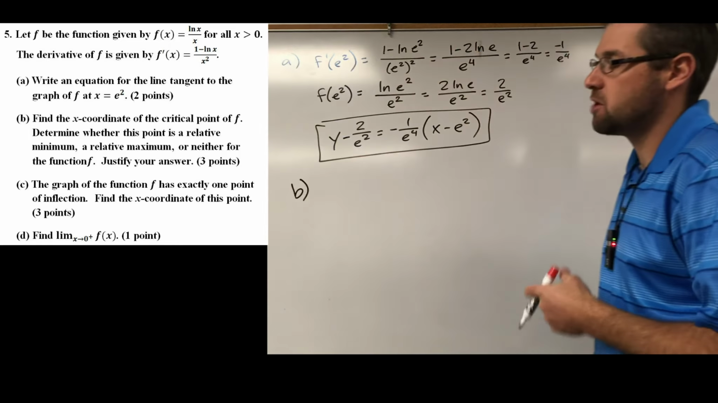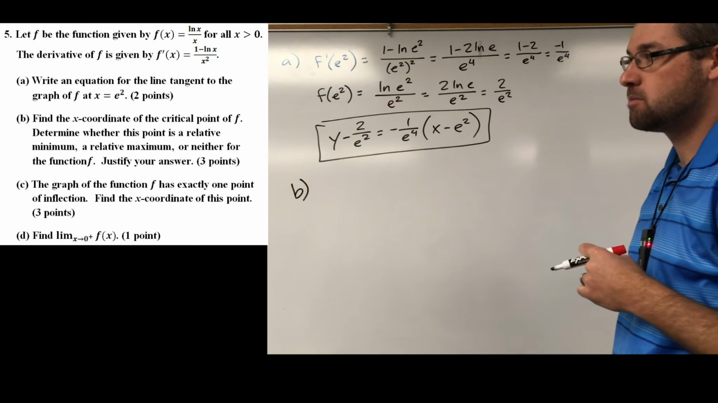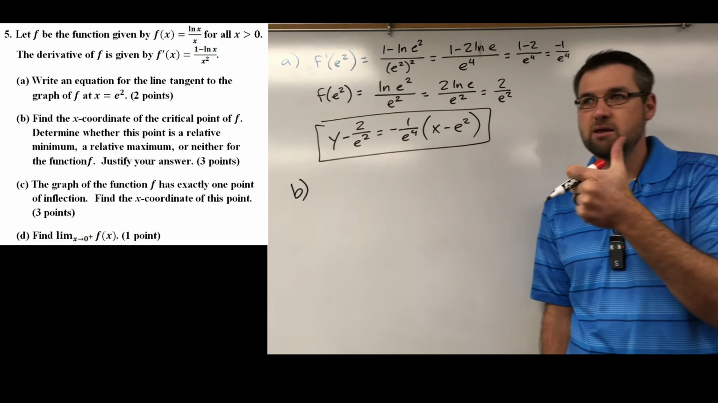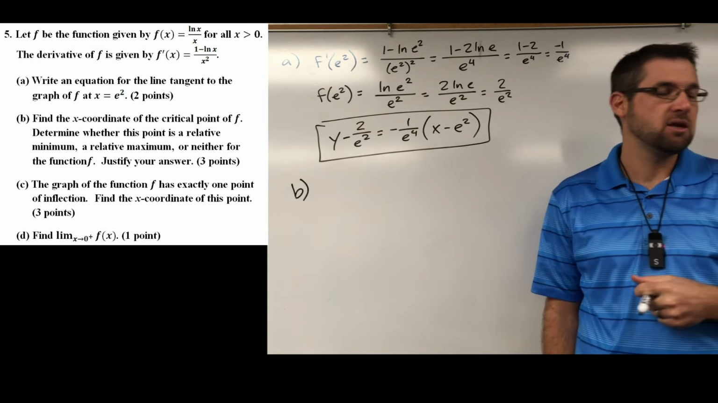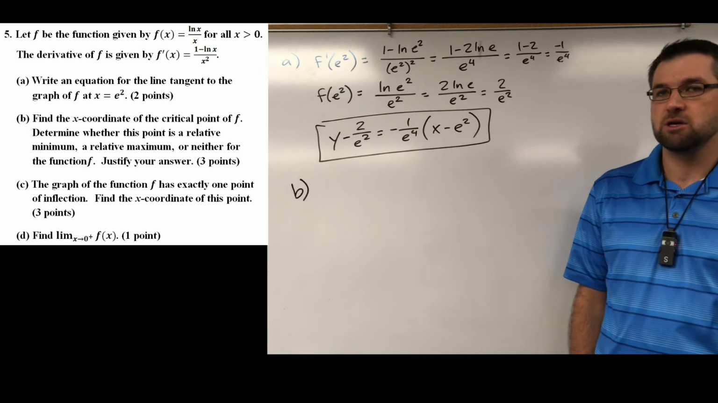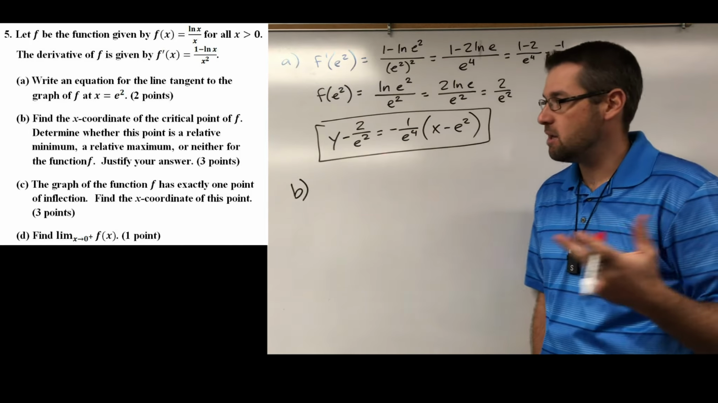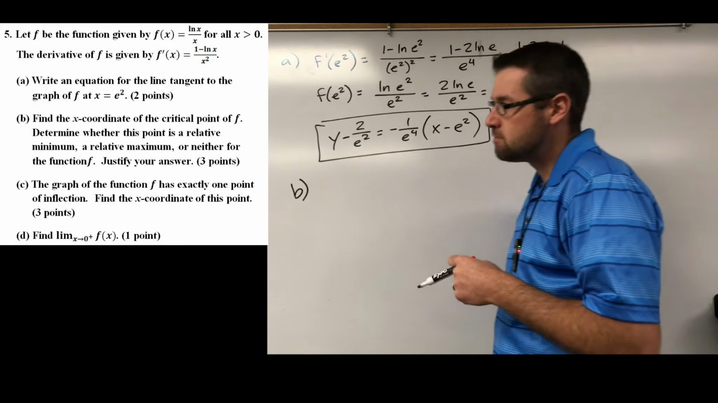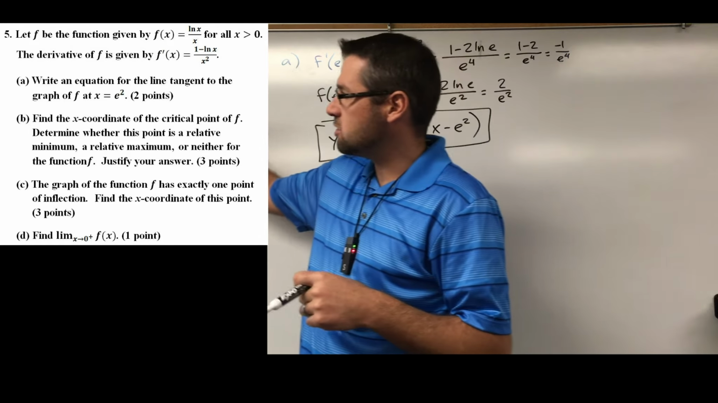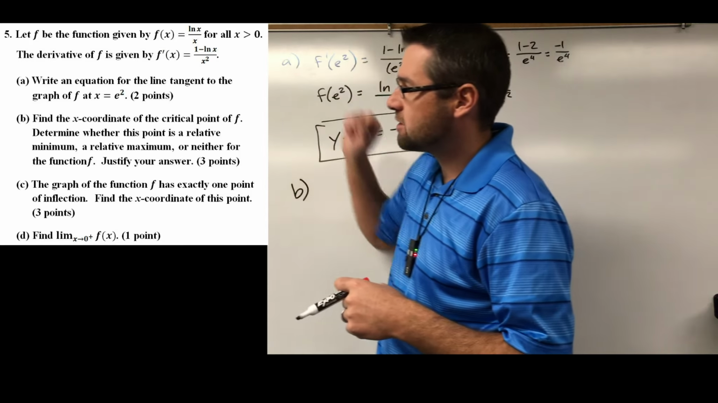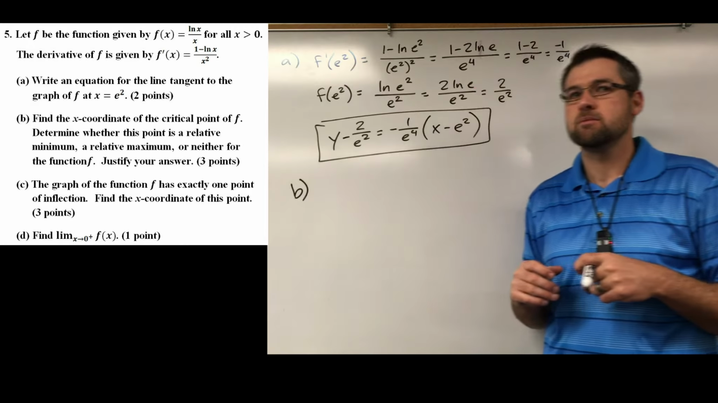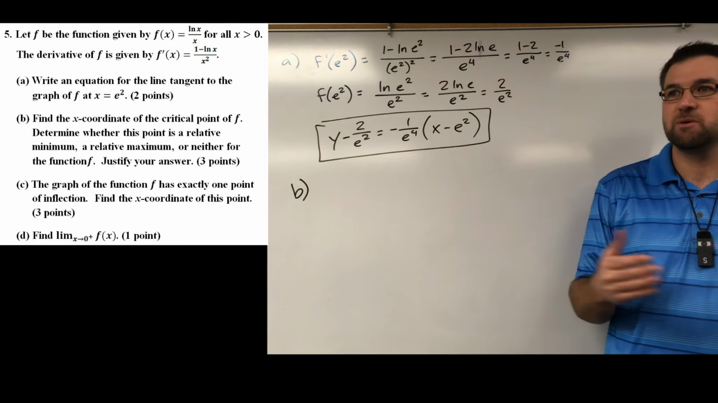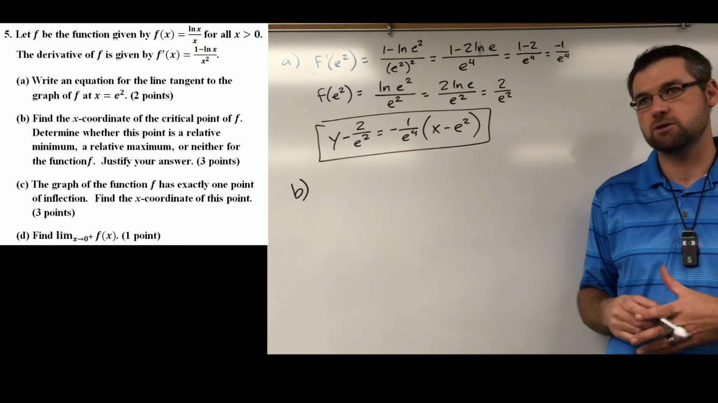B, we want critical points. So how do I find critical points? What are the three types? When f prime does not exist, when f prime equals 0, and at endpoints. Okay? Are there endpoints? No. How do you know? Well, there is a domain. It says for all x greater than 0. So is 0 an endpoint? No, in a sense, because it says x is strictly greater than 0.